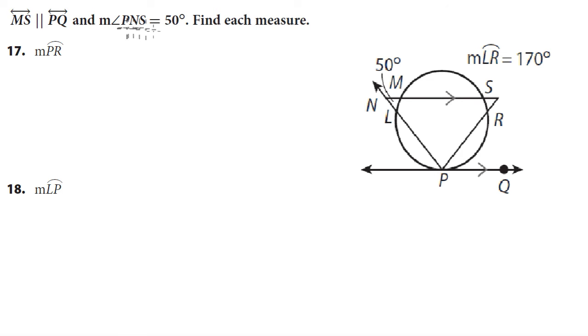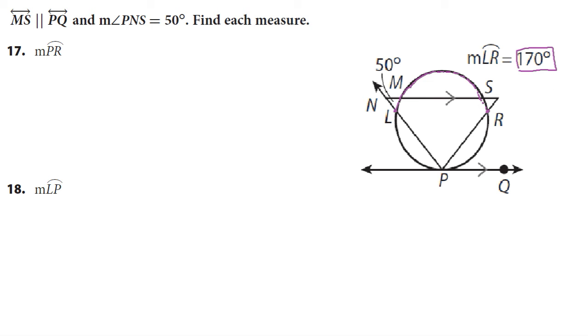And the measure of PNS is 50 degrees. Find each measure. Now let's make some sense of this. I've got that 50 degrees, and the measure of arc LR, that's an unusual one, class. Let's just mark that. That goes from here to here. So we know the measure of this arc right here, and I'll put a box around this in purple.